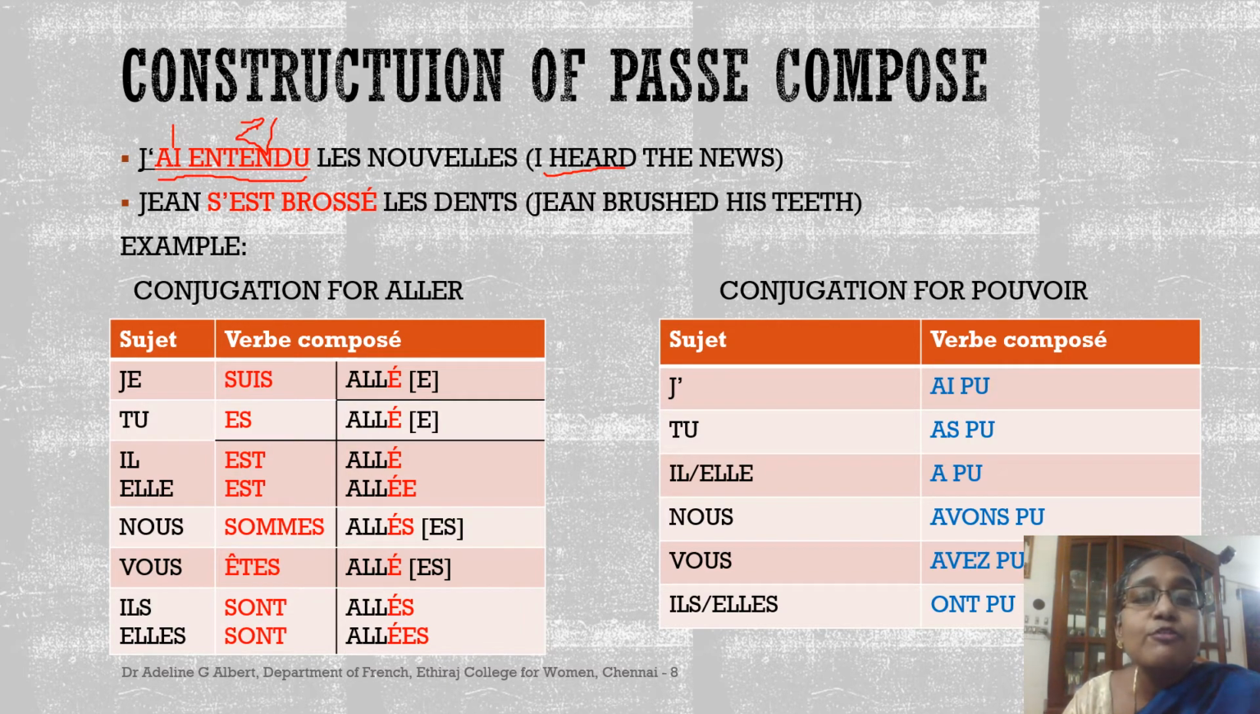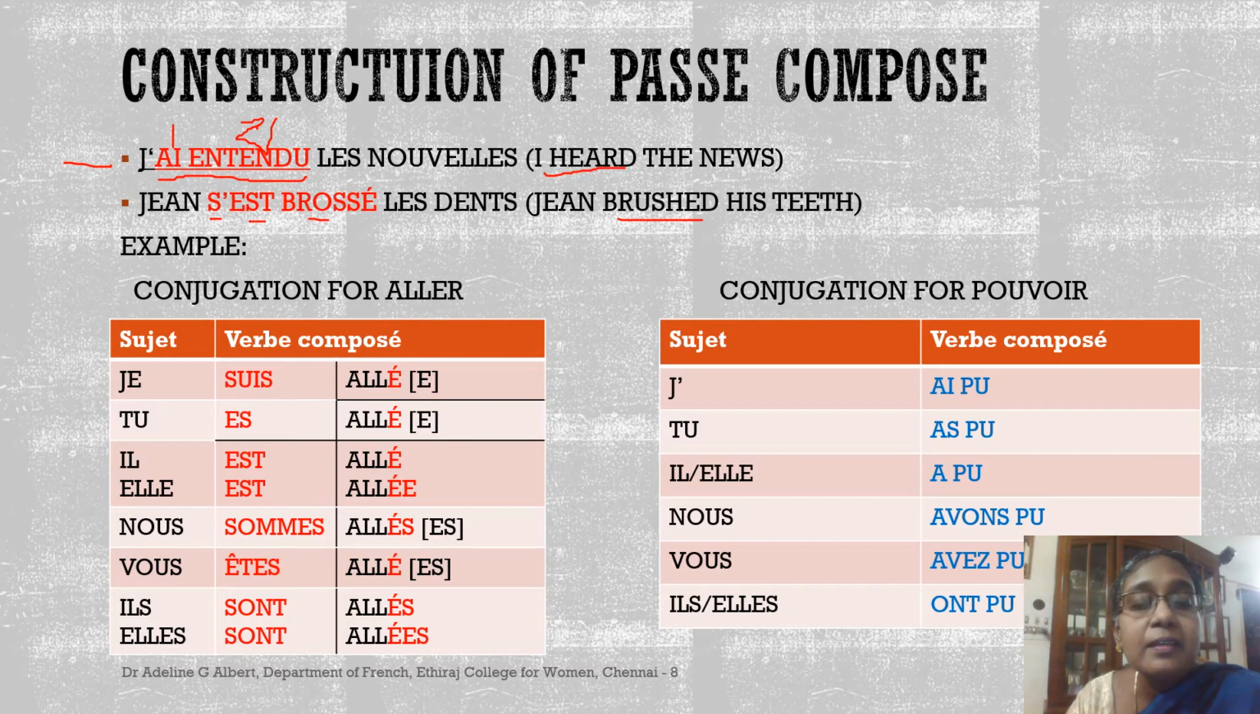Alright? Jean s'est brossé les dents. Brushed is an ordinary verb in English. In French, it is a reflexive verb. So you have three parts in it. You have your pronoun, you have your auxiliary, you have your past participle. So an ordinary verb has just two parts in it. Auxiliary, past participle. A reflexive verb has a third bit in it, because now you have to remember that is also your reflexive pronoun.